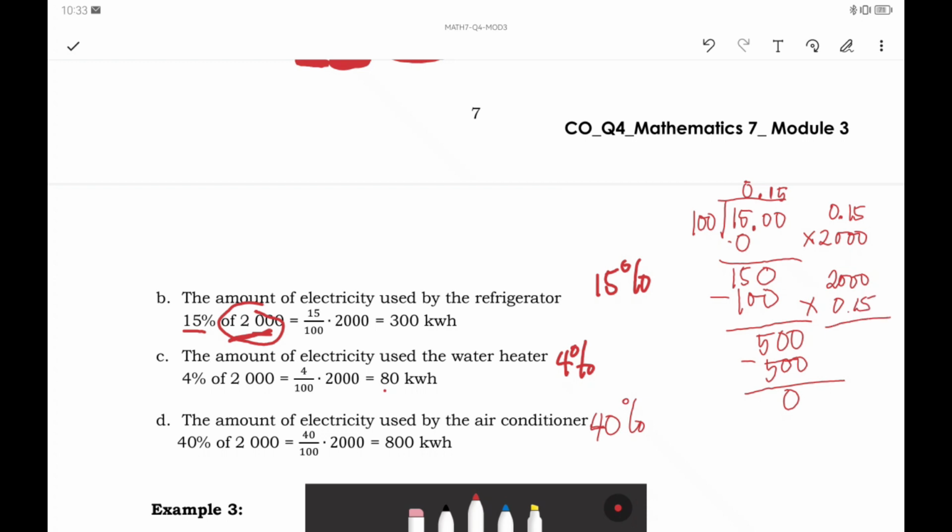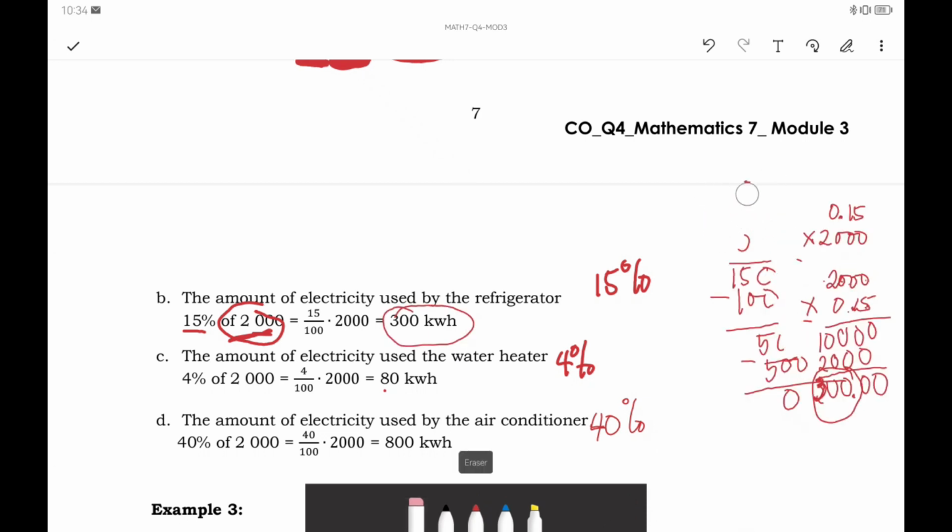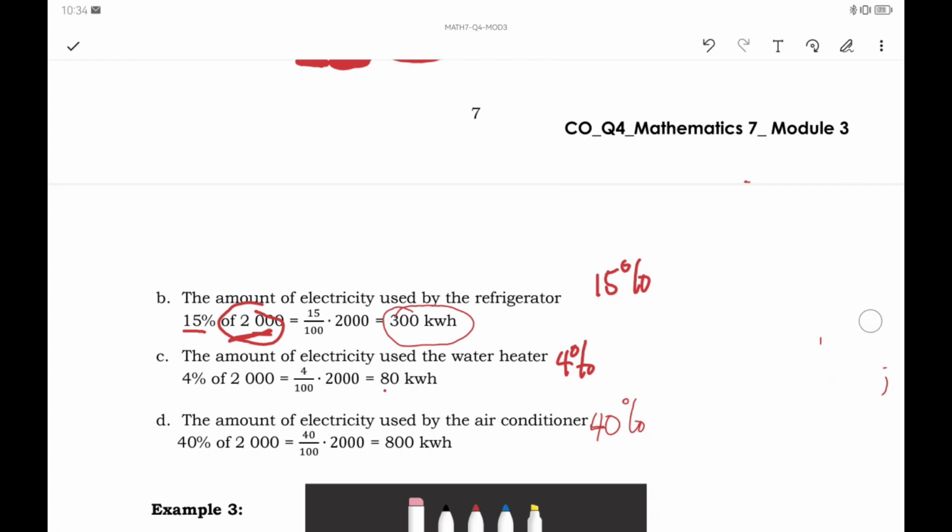So we have here 5 times 0 is 0, 5 times 0 is 0, 5 times 2 is 10, and so on. We have 2 decimal places, therefore our answer is 300. So this is correct. Now let's solve for the amount of electricity used by the water heater.